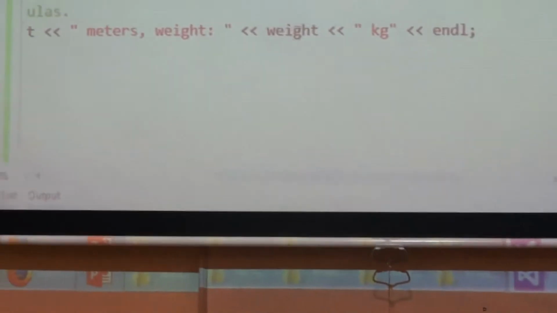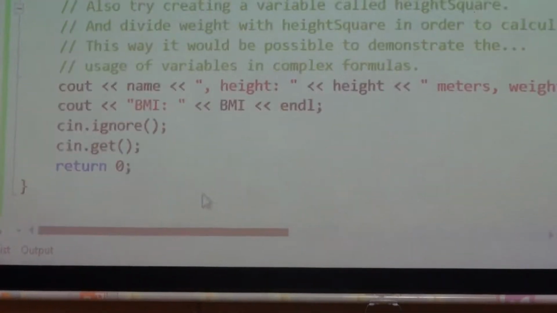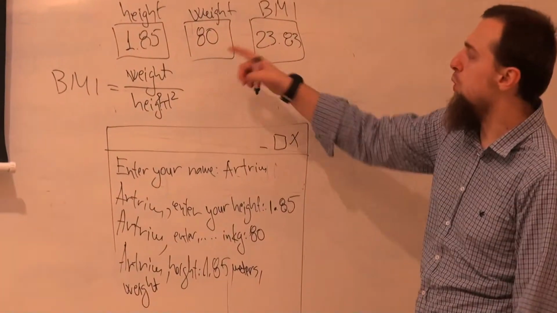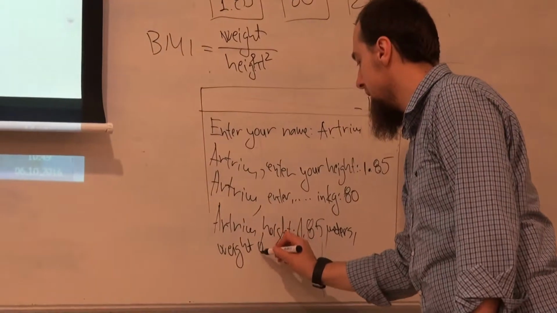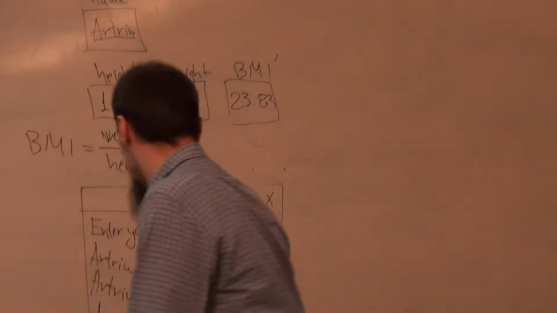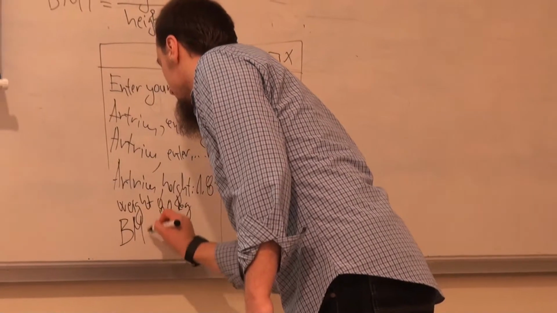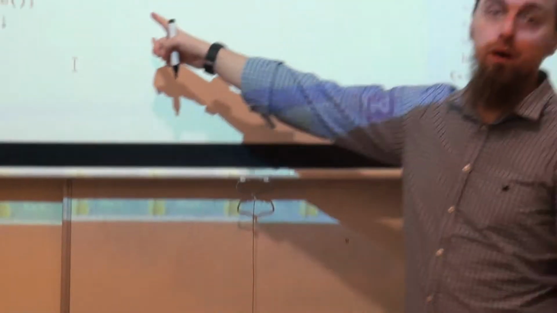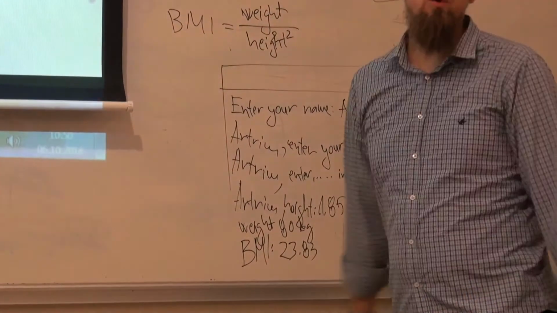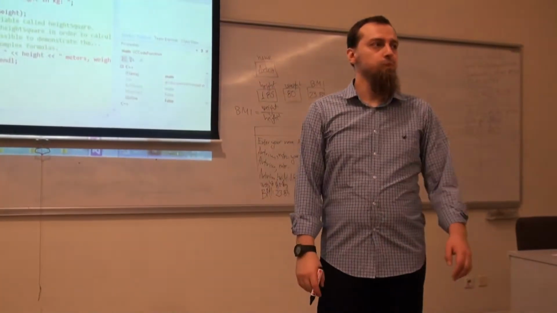And let me show you the rest of it. So I'm printing weight, kilos, and endl. Weight is printed as a string. Then when I print the weight, the variable weight, it's 80 kilos. And to a new line, I'm printing BMI as a string. So BMI, and the value of BMI, which happens to be, if I'm not mistaken, 23.7. It's 23.8. Any questions about this piece of code?